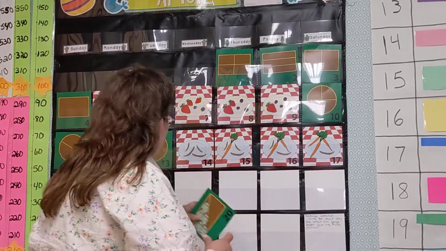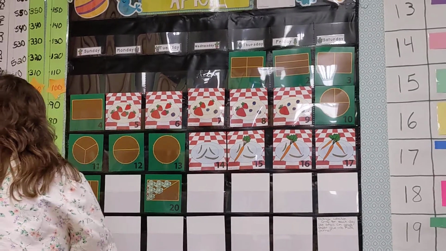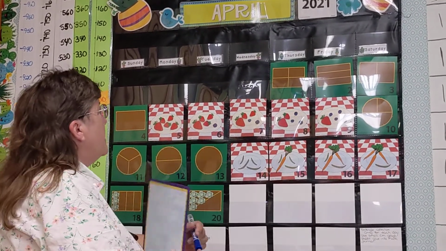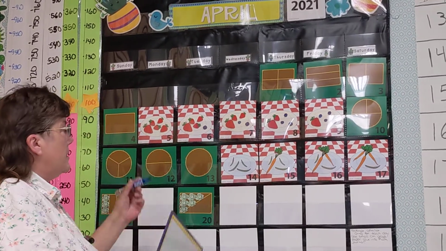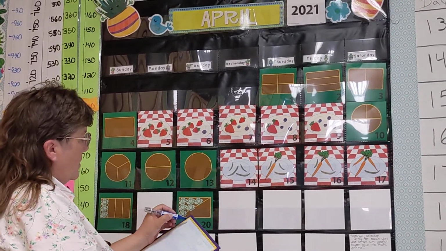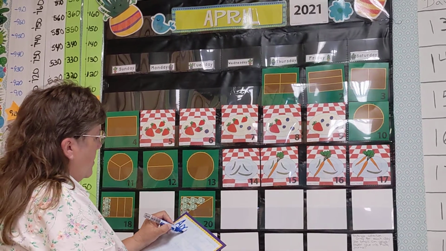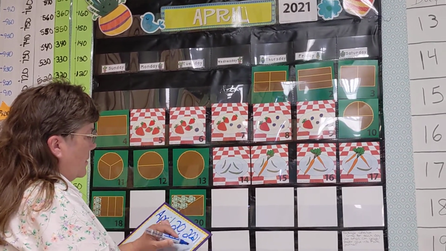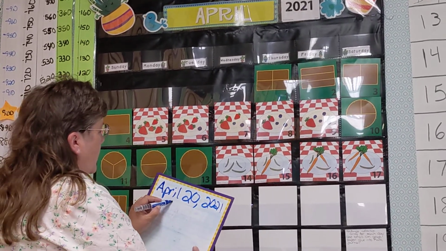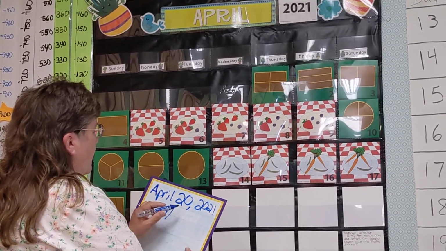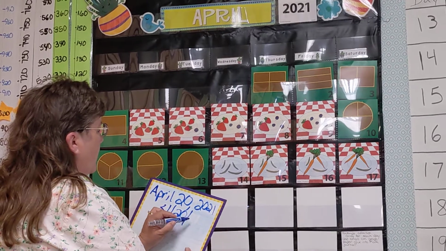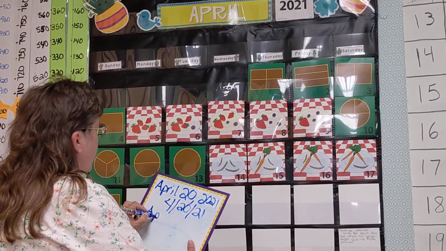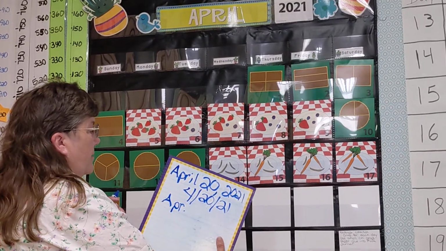That was pretty cool. Okay, let's write the date. Today's date is April 20th, 2021. And numerically, we do 4/20/21. The abbreviation for April is APR, period.